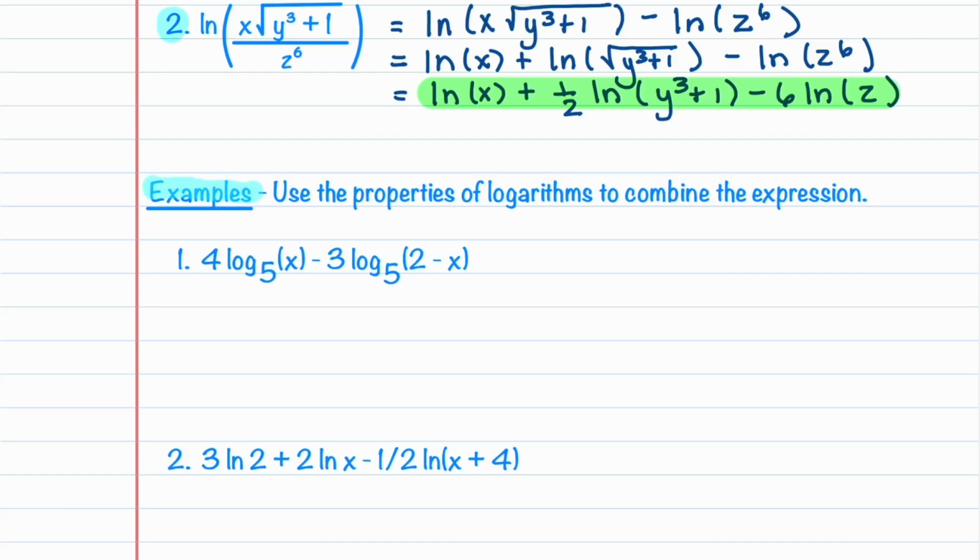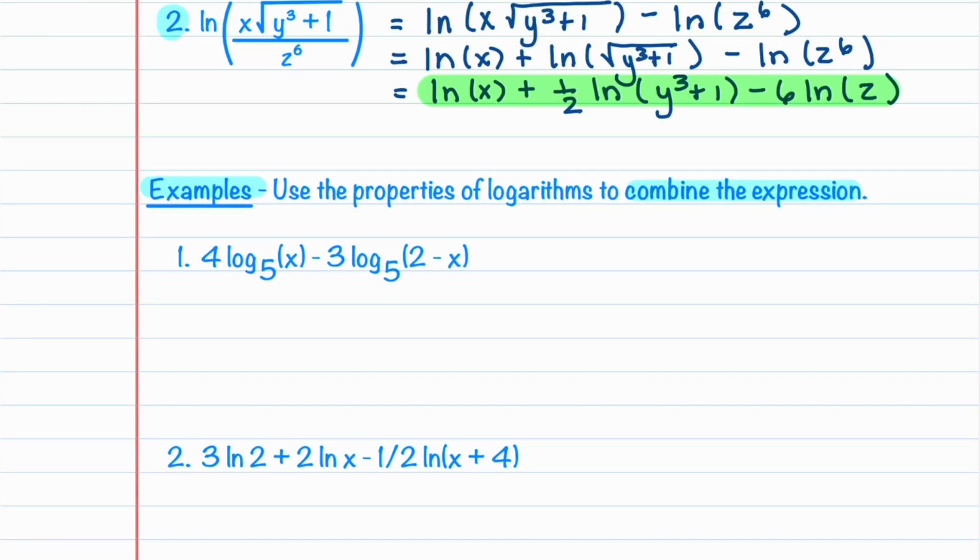Let's now look at our second set of examples. In these examples, we are again going to use the properties of logarithms, but now we are going to combine the expressions. Let's look at our first example. The first thing that we want to do when we combine these expressions is take our constants, the 4 and the 3, and put them up into the exponent. So then we can combine the logs.